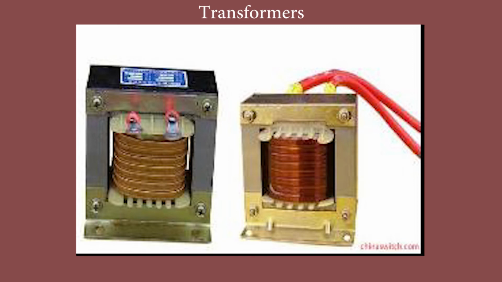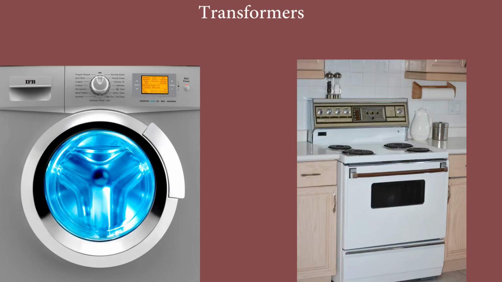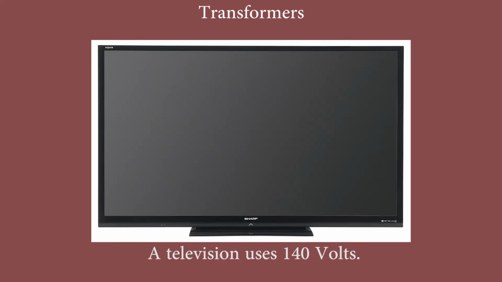The fewer coils that are wrapped around the iron core, the less voltage that is outputted. The transformer on a typical street can transform 7200 volts into 220 to 240 volts. Some electrical appliances use the full 220 volts, such as washing machines and stoves, but most devices use 120 to 140 volts, such as a television.